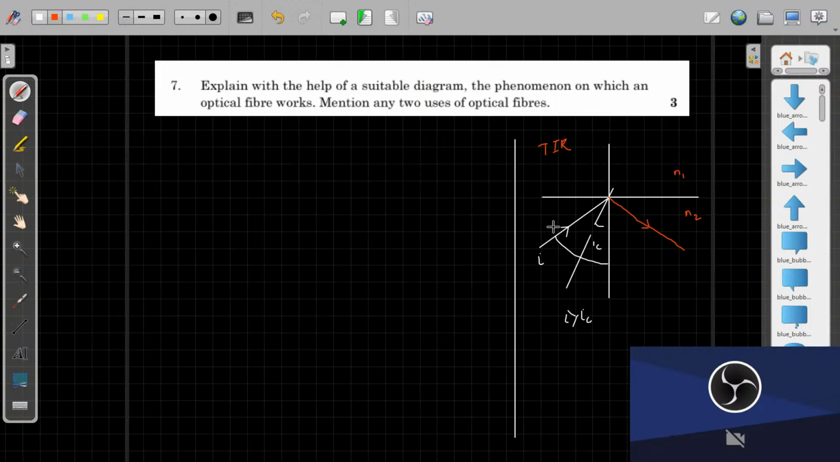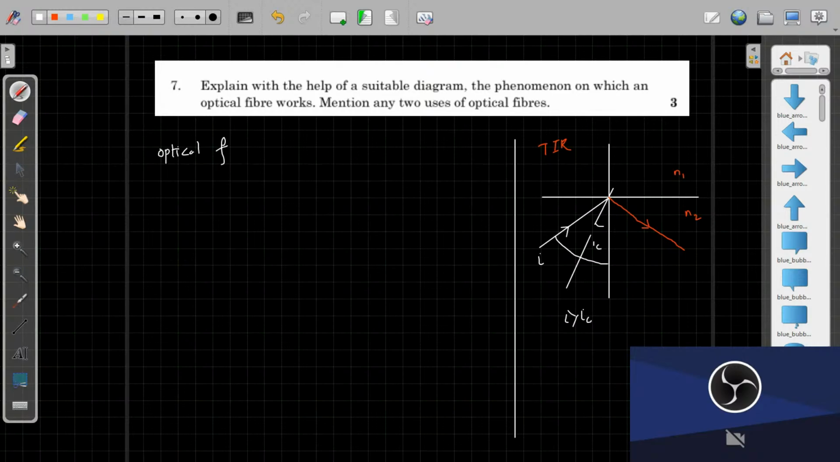So I'm saying once again, when the incident ray in the denser medium is incident at an angle greater than the critical angle of the denser medium, the refracted ray will get completely reflected within the denser medium. This phenomenon is called total internal reflection. Where do you use this? You use it in case of optical fiber.